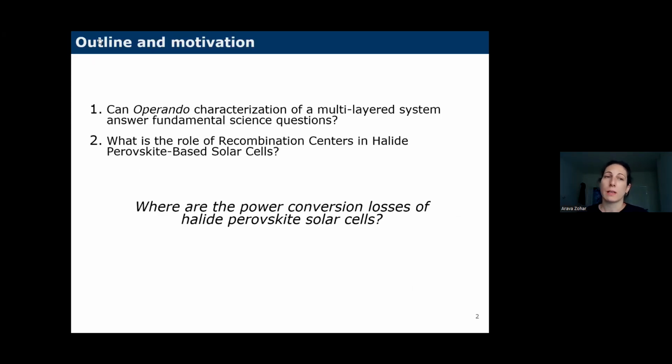The second thing that I would like you to take is what is the role of the recombination center in halide perovskite? And both of those questions are going to lead me to answer a big question, which is: where are the power conversion losses in a halide perovskite solar cell?